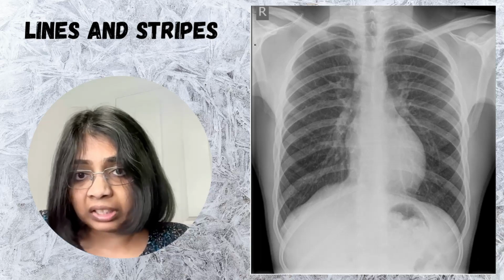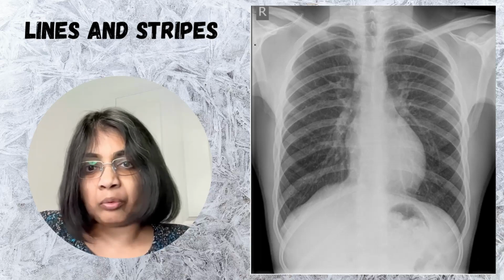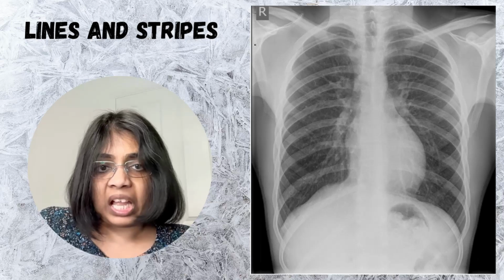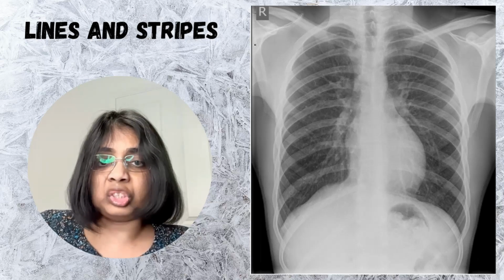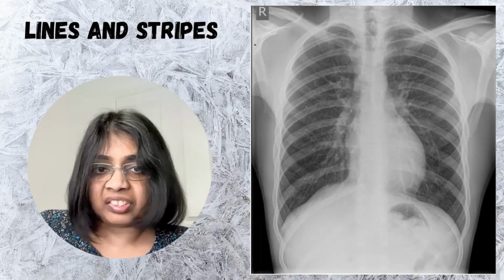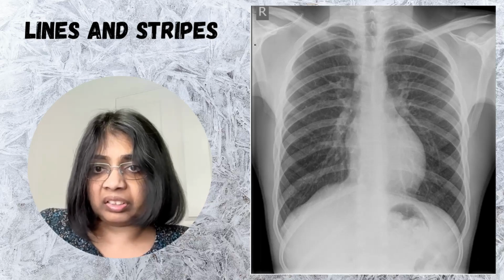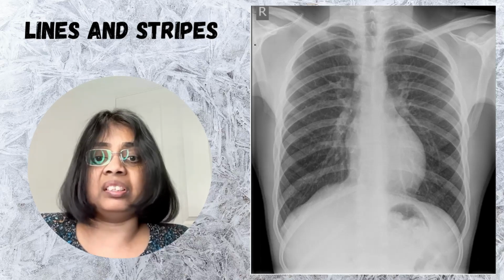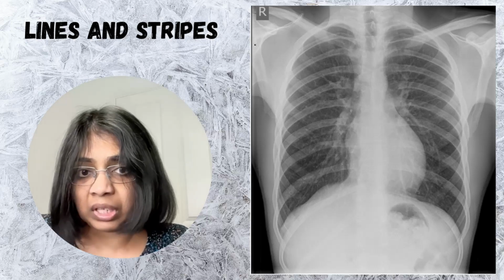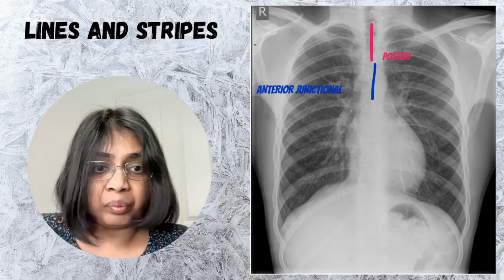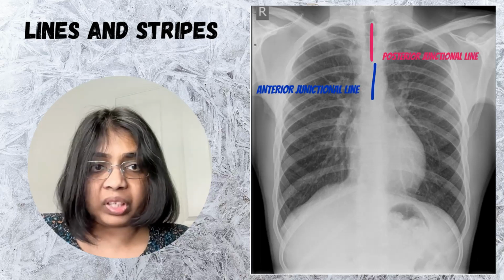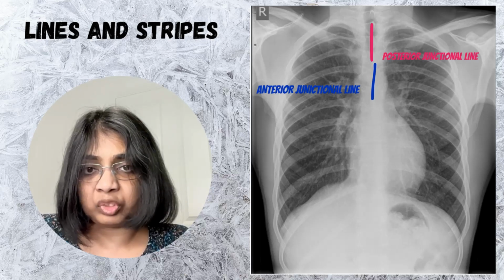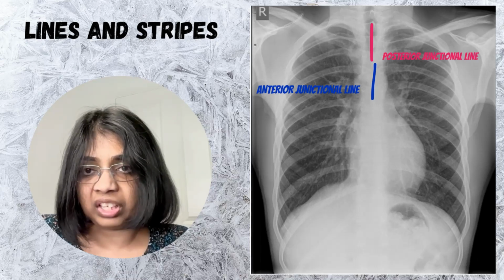I'm going to start off with lines. Usually, if you do see them, they are about 1 millimeter in width, and they are caused because you've got tissue outlined by air on either side. They typically represent pleural covered structures within the middle and superior mediastinum. So you've got the anterior and posterior junctional lines. The posterior junctional line is located more superiorly compared to the anterior junctional line.